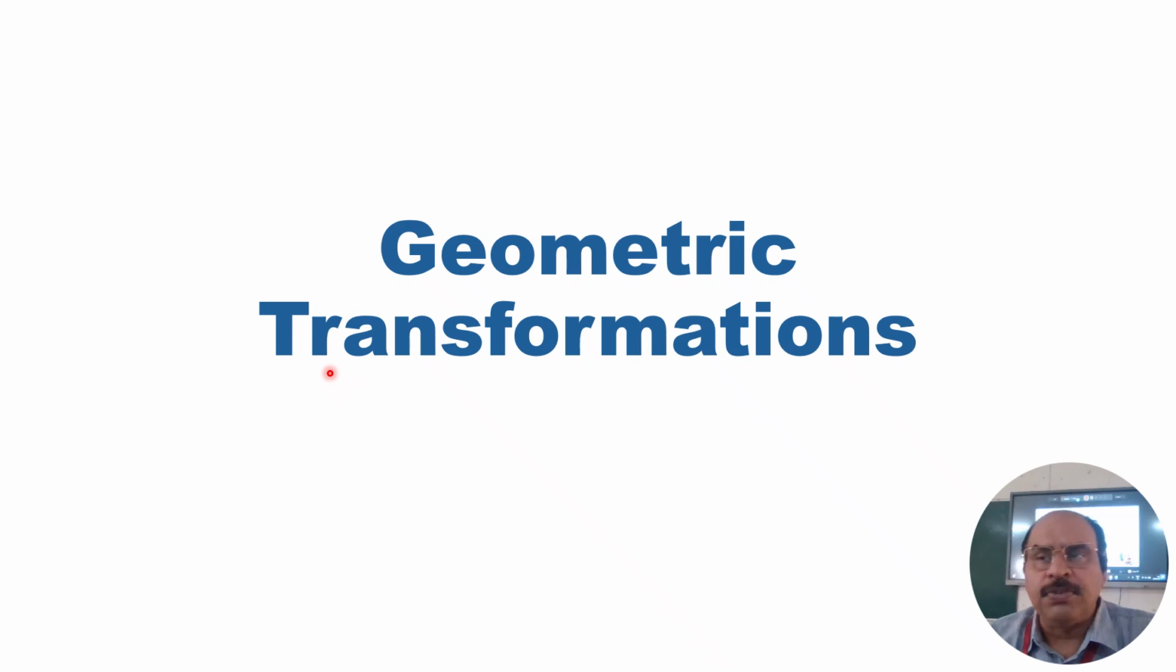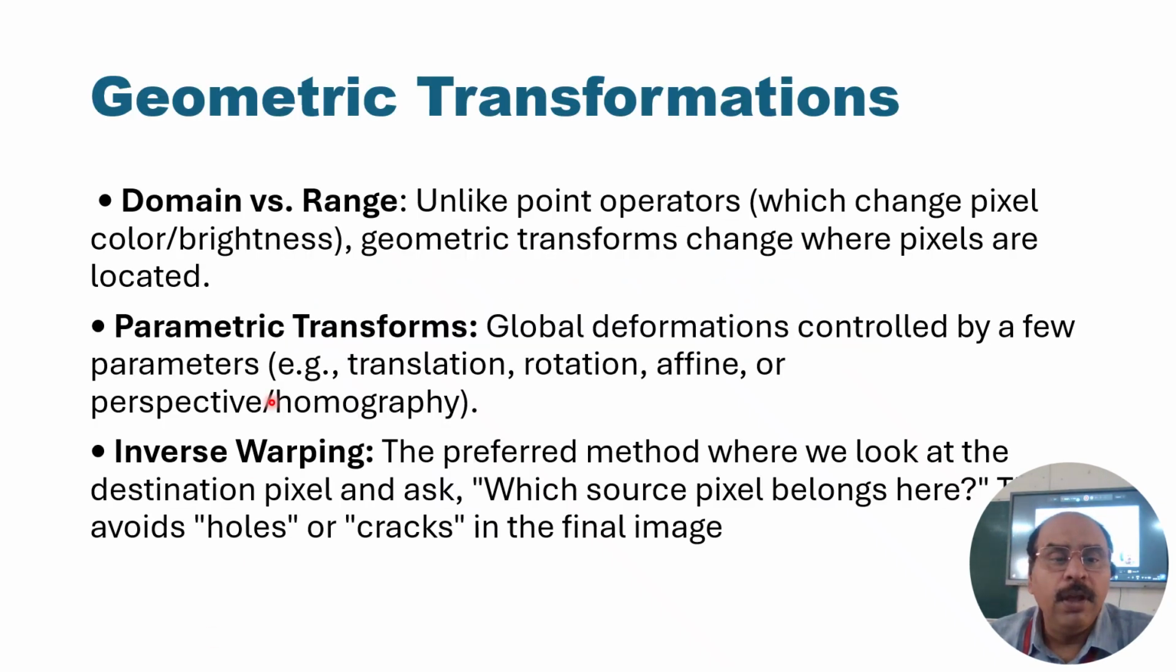So, geometric transformations. When you do a geometric transformation, it is not that you are simply changing the pixel values, you are also changing its position, or there is a change in the spatial frequency of your image. So there is a difference between geometric transformation and point operators.